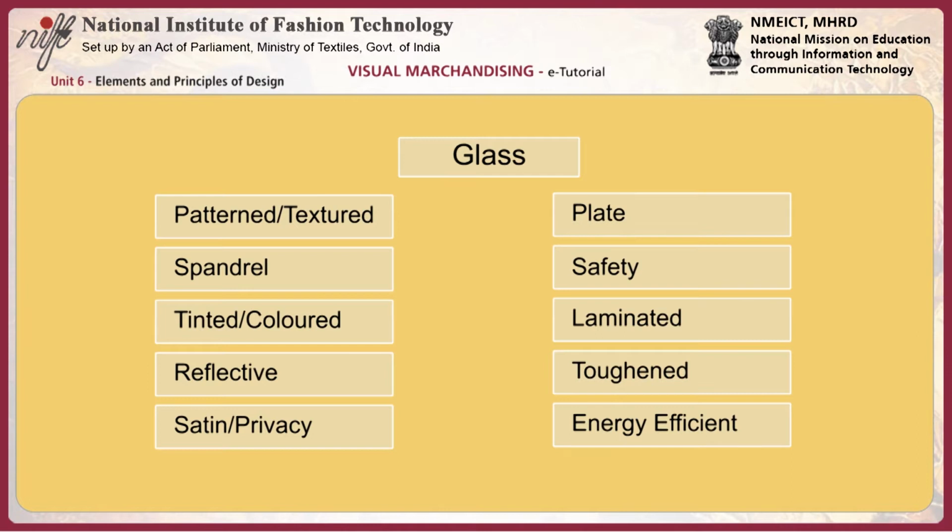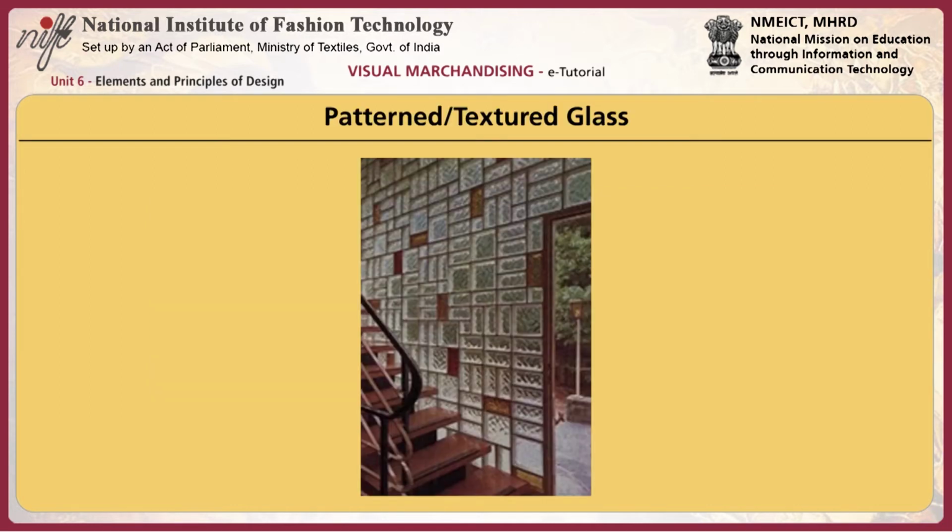There are about 10 types of glass I am going to talk about today, which are used in interior spaces. Patterned or textured glass, as the name suggests, has a decorative design embossed on its surface. It could be a colorful geometric pattern or just a plain texture.